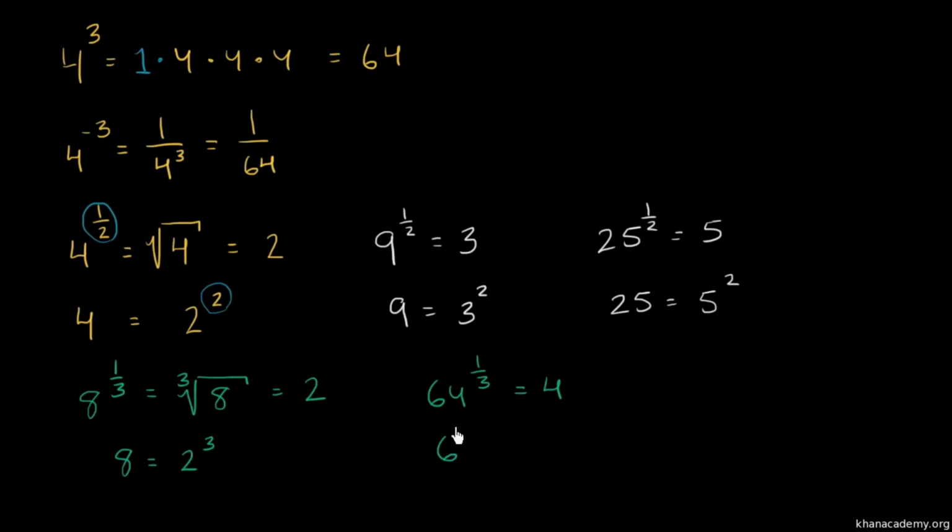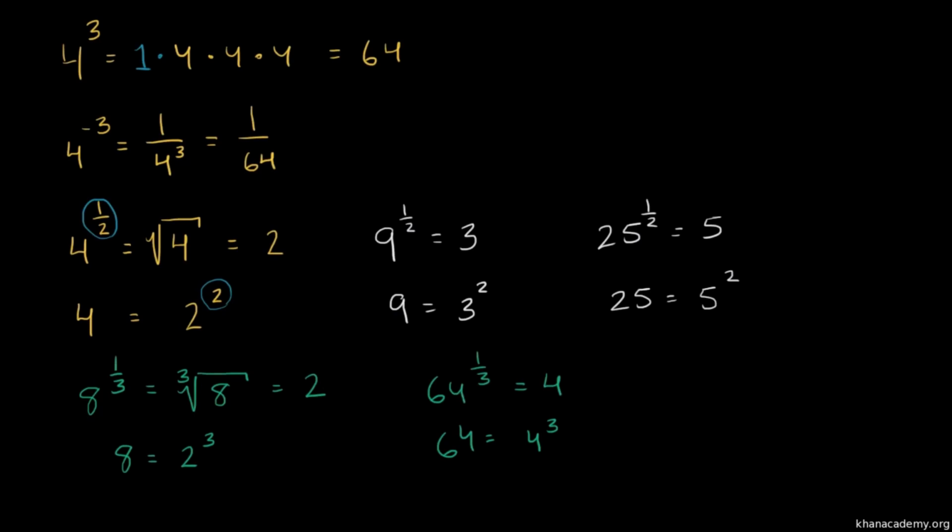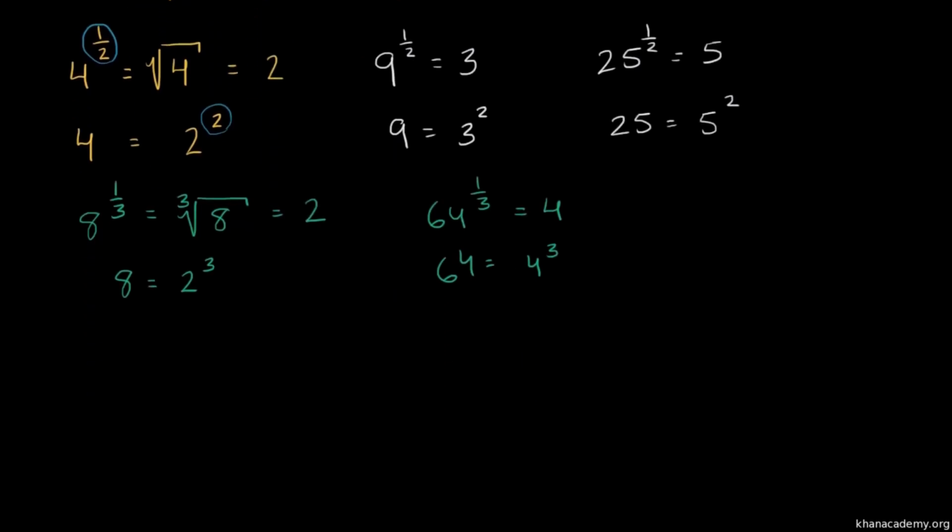And we already wrote over here that 64 is the same thing as 4 to the 3rd. I think you're starting to see a little bit of a pattern here, a little bit of symmetry. And we can extend this idea to arbitrary rational exponents. So what happens if I were to raise, let me think of a good number here, let's say I had 32. I have the number 32, and I raise it to the 1/5 power.